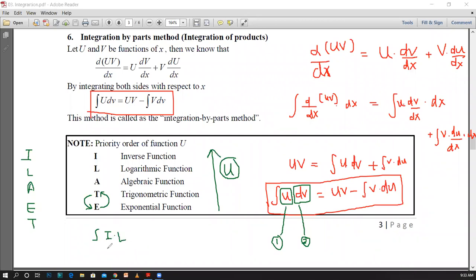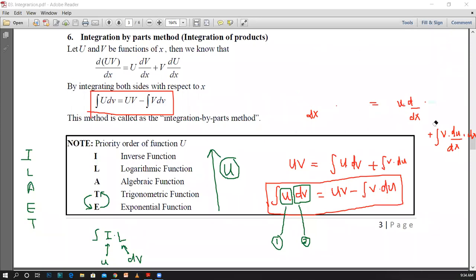In this case you have to identify the inverse function as u and the logarithmic function as dv. If you consider another case, where this is the integral of a logarithmic function and an exponential function, then according to the priority, the logarithmic part should be u and the exponential part should be dv.